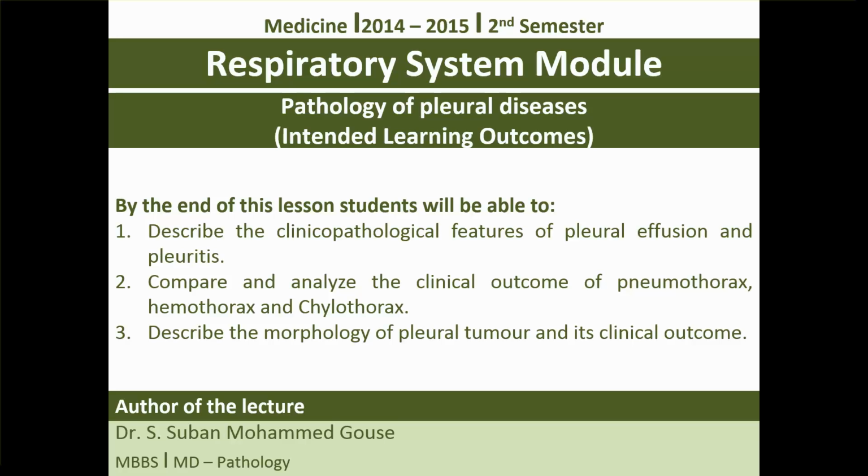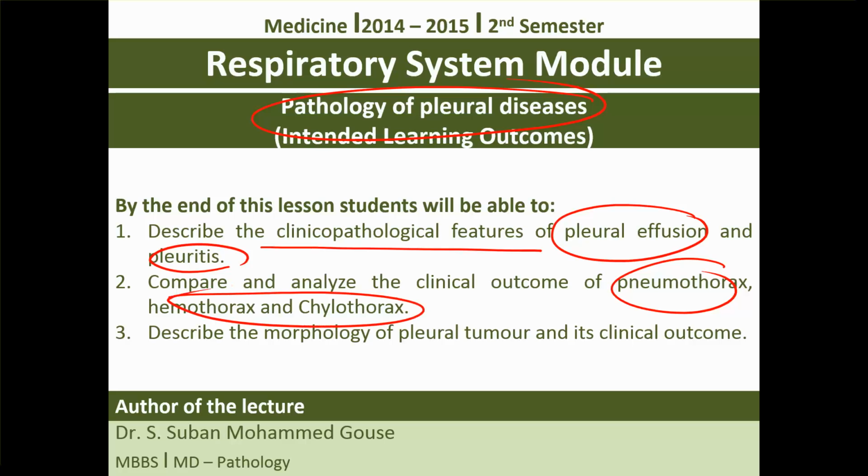This is the screencast for lecture number 22 regarding the pathology of pleural diseases. After this lecture, I expect the students will be able to tell about the various clinical pathological conditions causing pleural effusion and describe it, understand and describe pleuritis, compare and analyze the various clinical outcomes of pneumothorax, hemothorax and chylothorax, and describe the morphology of pleural tumors and their clinical outcome.